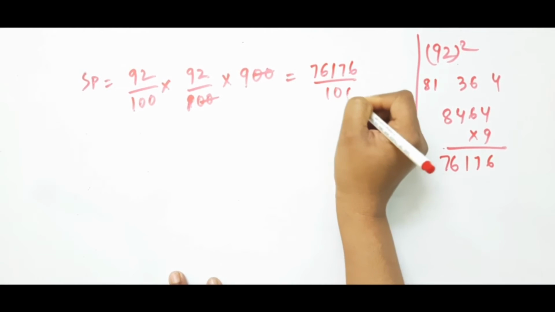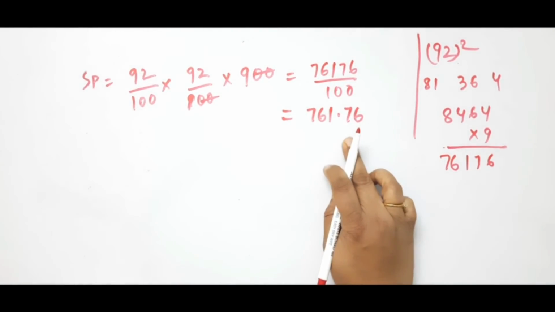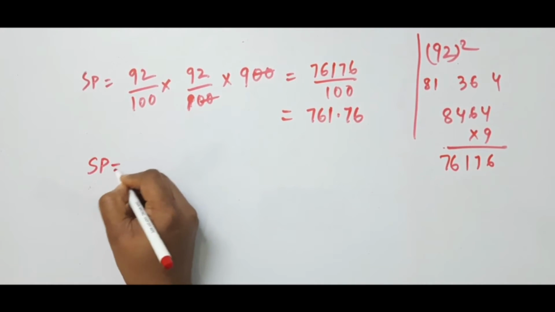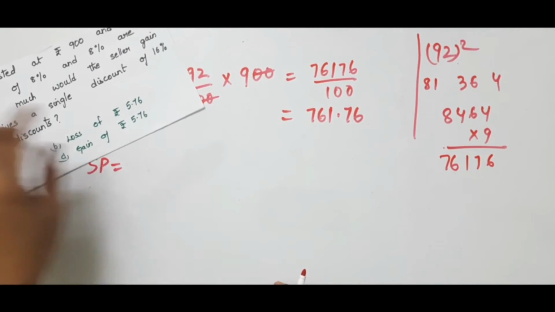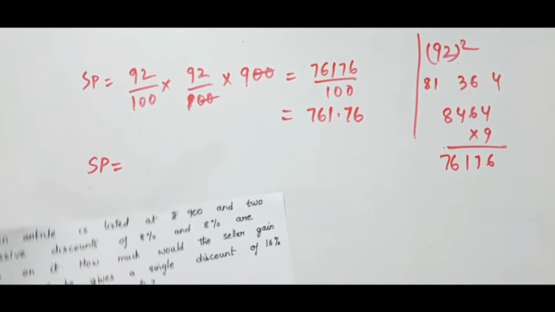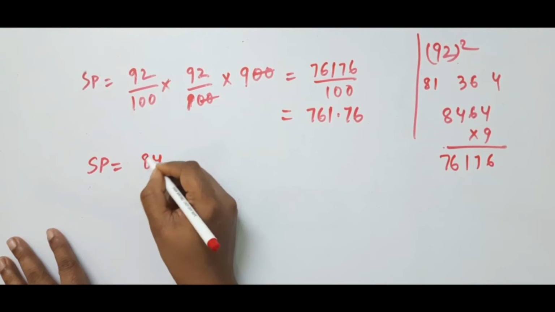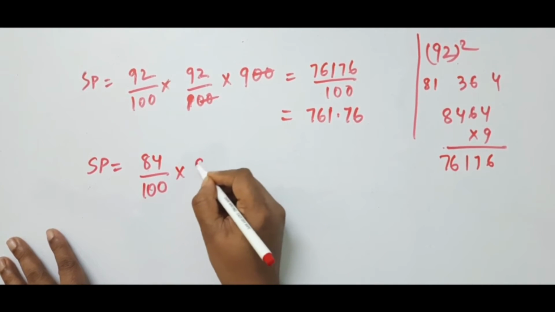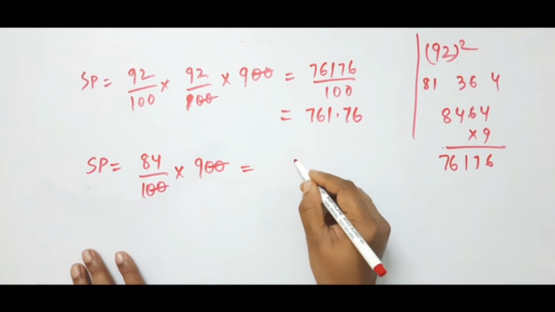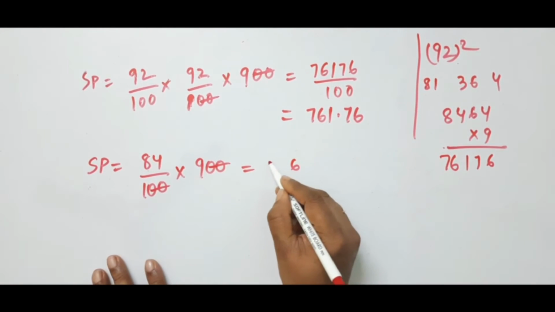76176 by 100. So this is equal to 761.76. Okay. Next selling price we have to find for 16%. So for 16% means single discount is 16%. Is it not? So for 16% we have to find the selling price. 100 minus 16 is nothing but 84, by 100 into 900. So 0 0 cancels. This is equal to 36, and here it is 3, and it is 72. 72 plus 3 is nothing but 75.